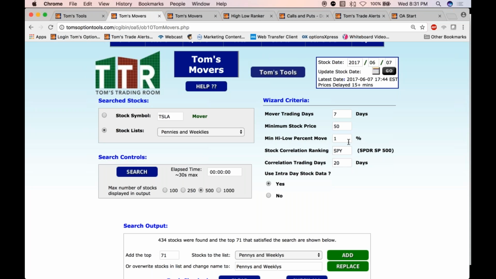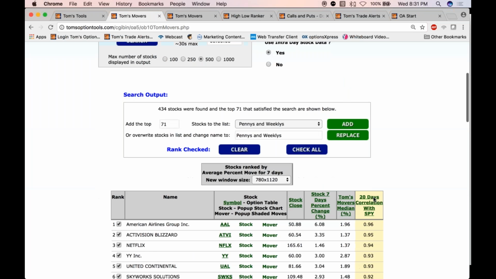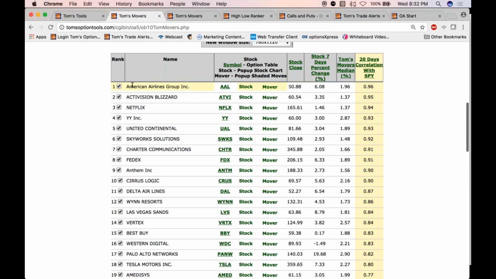And then what I do is I rank it by correlation to the stock market over the last 20 days. So why did American Airlines show up at the top? Because not only is it meeting the criteria of stock price and movement, but it also is correlating 96% with SPY. That means it's highly tracking the S&P 500. So is Activision. So is Netflix. So is YY. So is United Continental. Interesting, guys. We got two airlines there. You come down a little bit more. Here's FedEx. There's a transportation stock. But anything above 90, I'm interested in. Okay, I'm interested in looking.